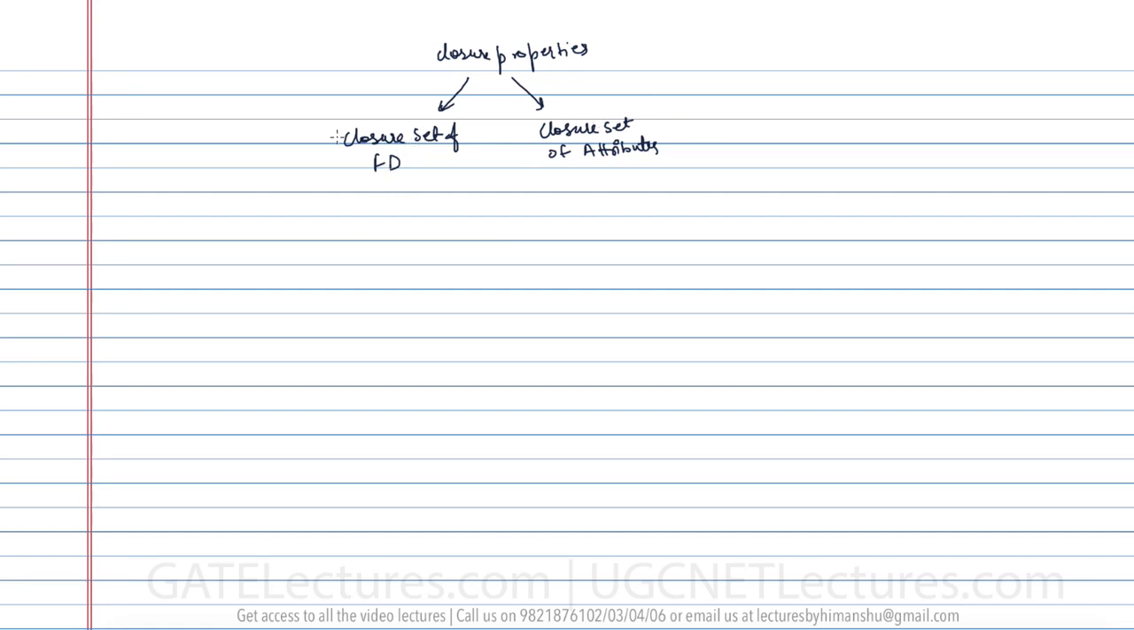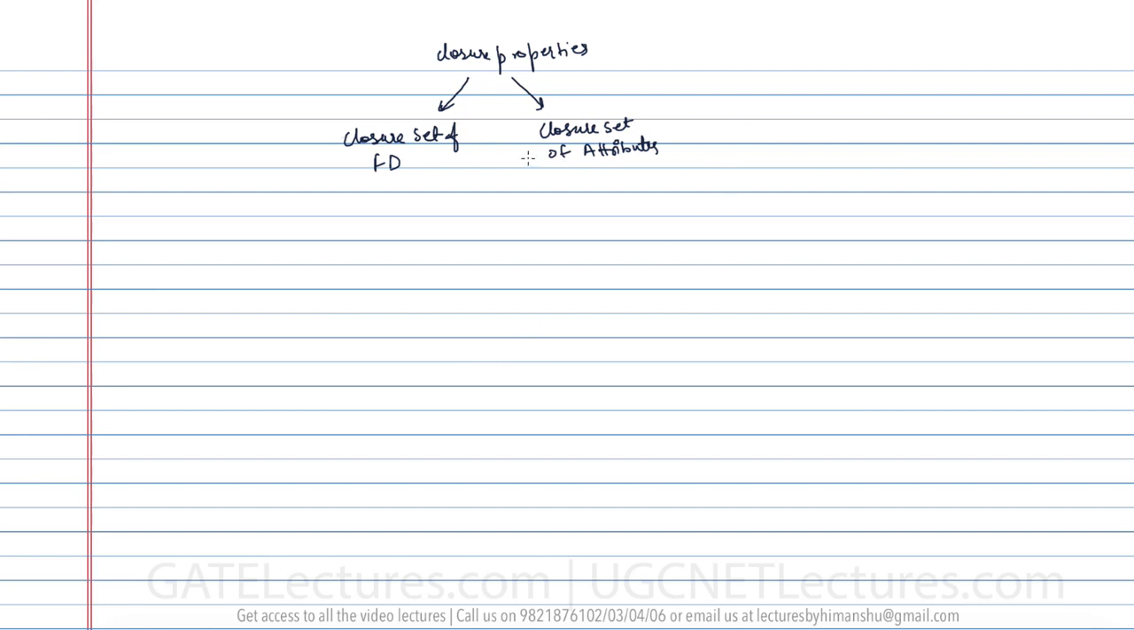So when we discuss the closure set of functional dependencies, that means given some functional dependencies, we are trying to determine what are the additional functional dependencies which can occur due to this given set of functional dependencies. And when we are studying the closure set of attributes, that means given some set of attributes that can be determined by using a given set of functional dependencies, we'll try to find the new attributes which can also be defined using those functional dependencies.